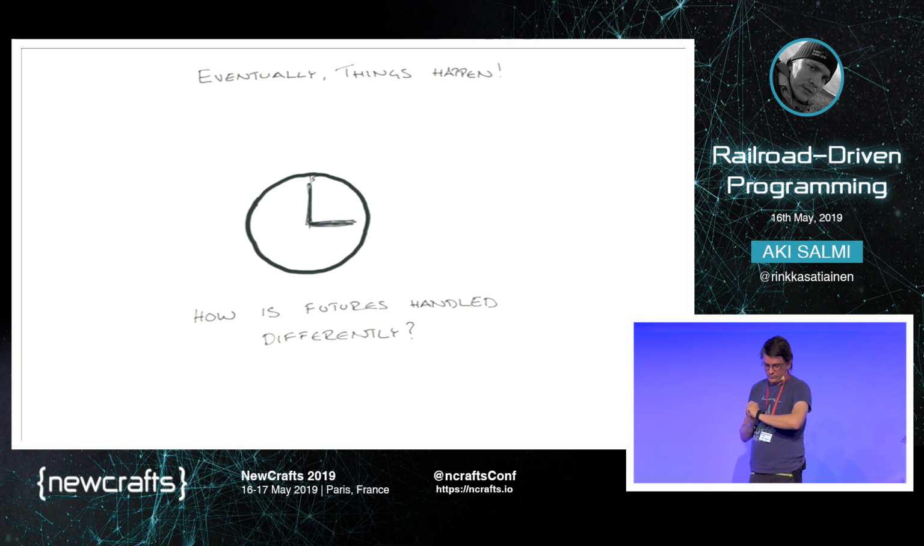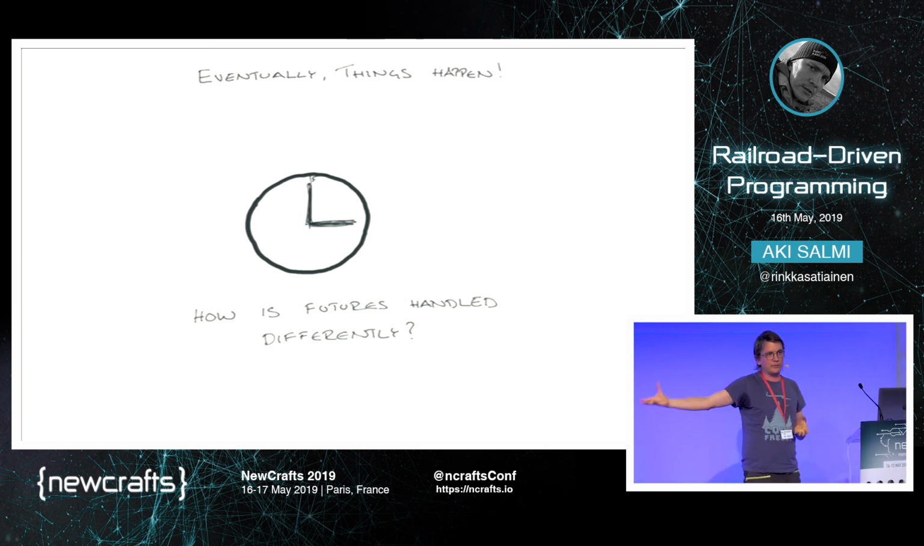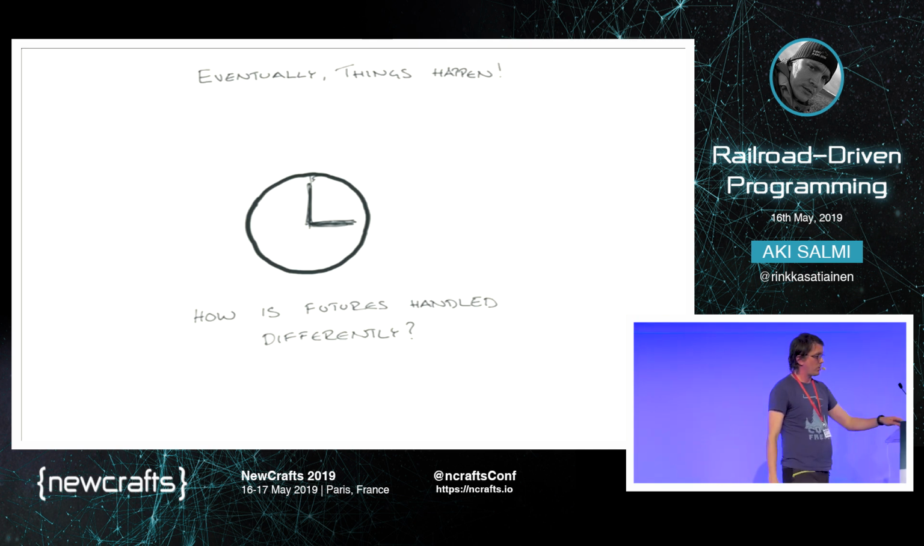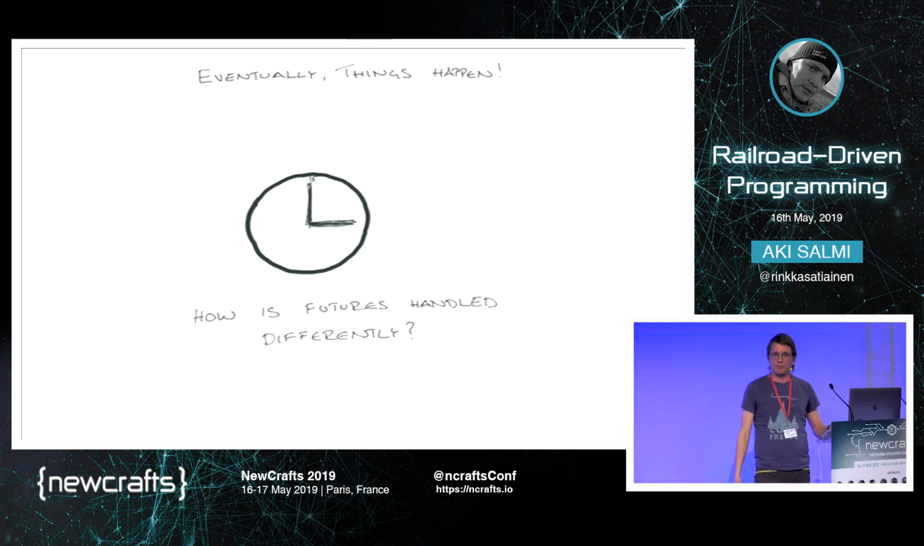Well, eventually things happen. Meaning some of these actions, or some of the functions, are things that happen eventually. Like in Haskell, the I/O functions just happen eventually. Getting stuff from a database is not that it's now there. It just happens eventually, sometime. So how is this thing called eventually, or future, handled differently in the code I'm showing to you? Because things eventually happen.